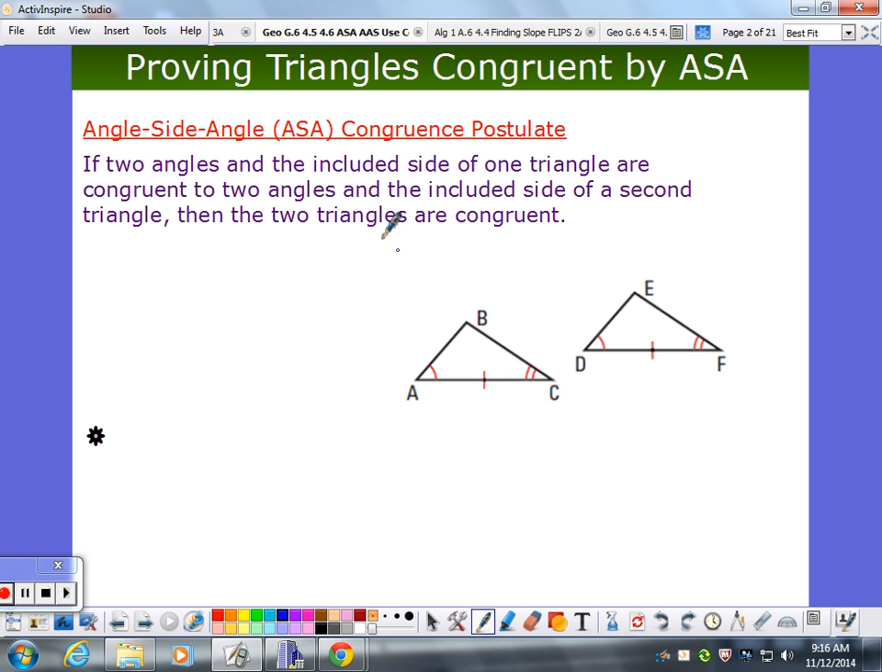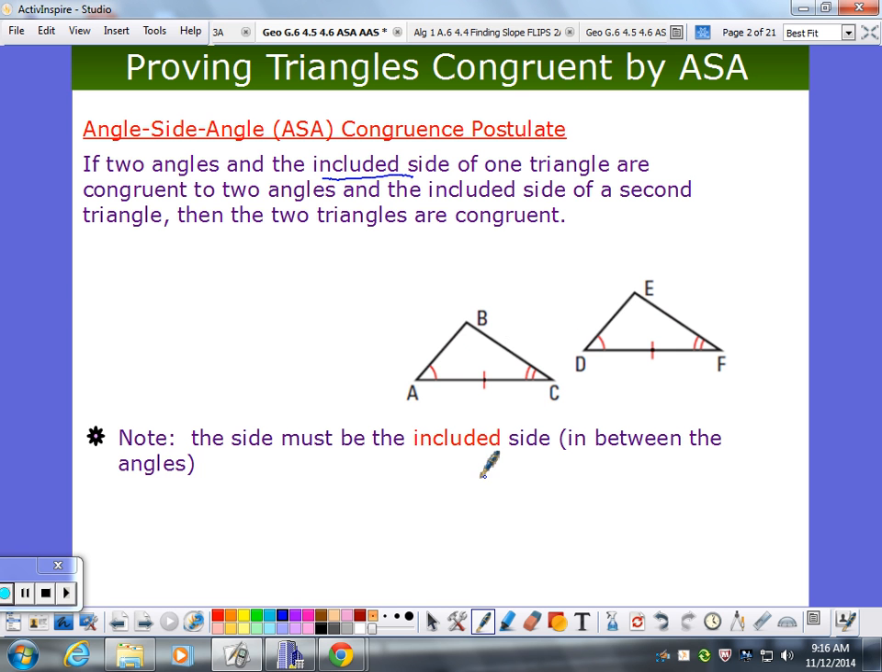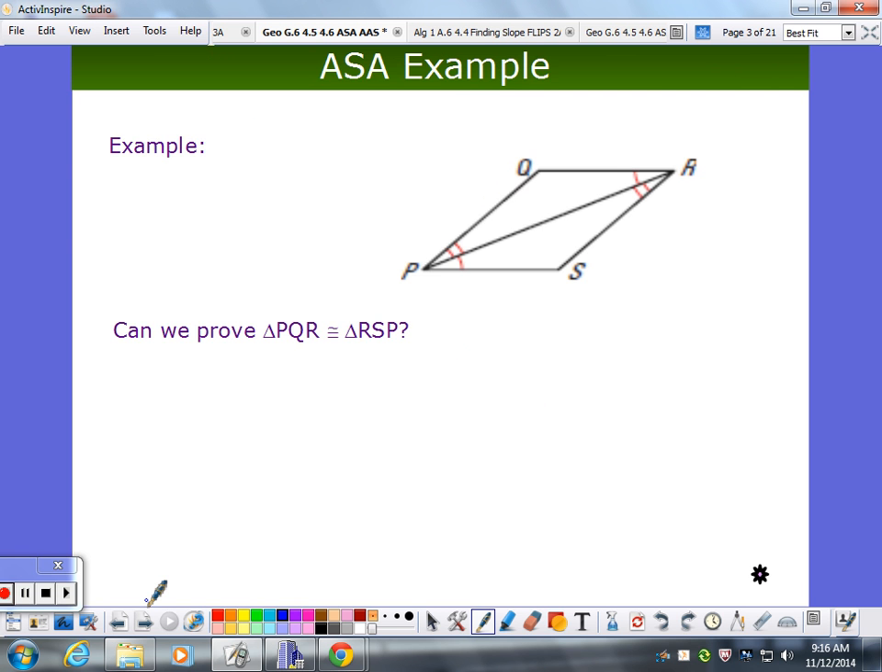If two angles and the included side, that is the important part of this, the side is in between the two angles. If you have that situation, then you have congruent triangles. Included means between the angles. It has to be there. So you read these in order: angle, side, angle. So here's an example.